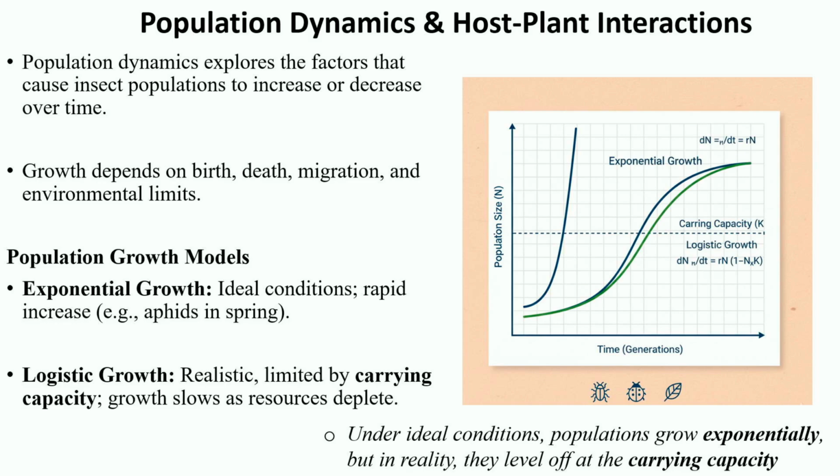Population dynamics explores the factors that cause insect populations to increase or decrease over time. Growth depends on birth, death, migration, and environmental limits. There are two important population growth models.